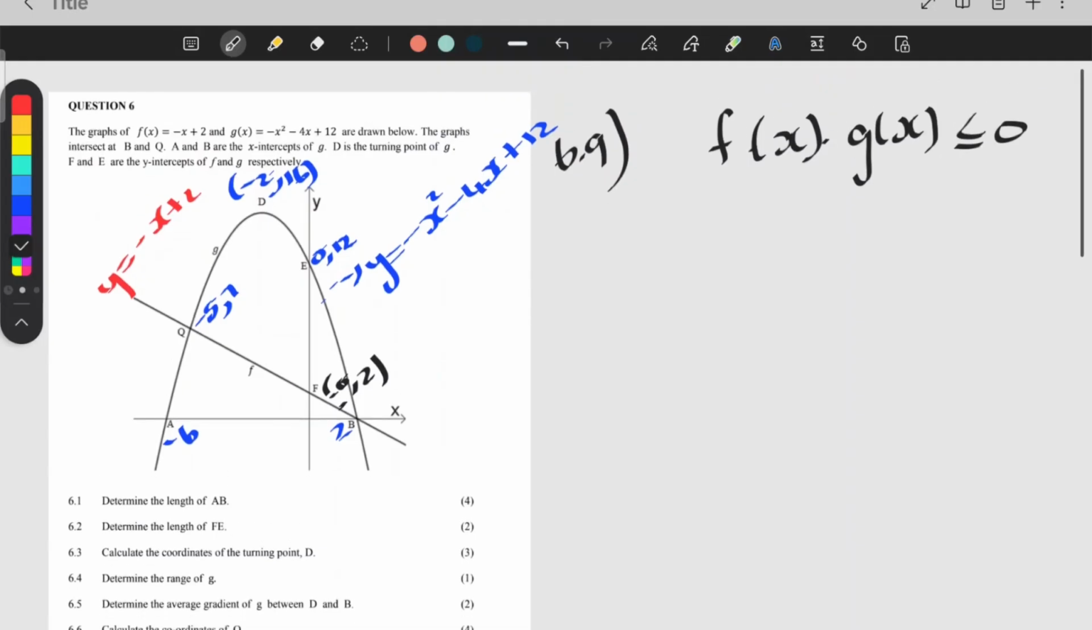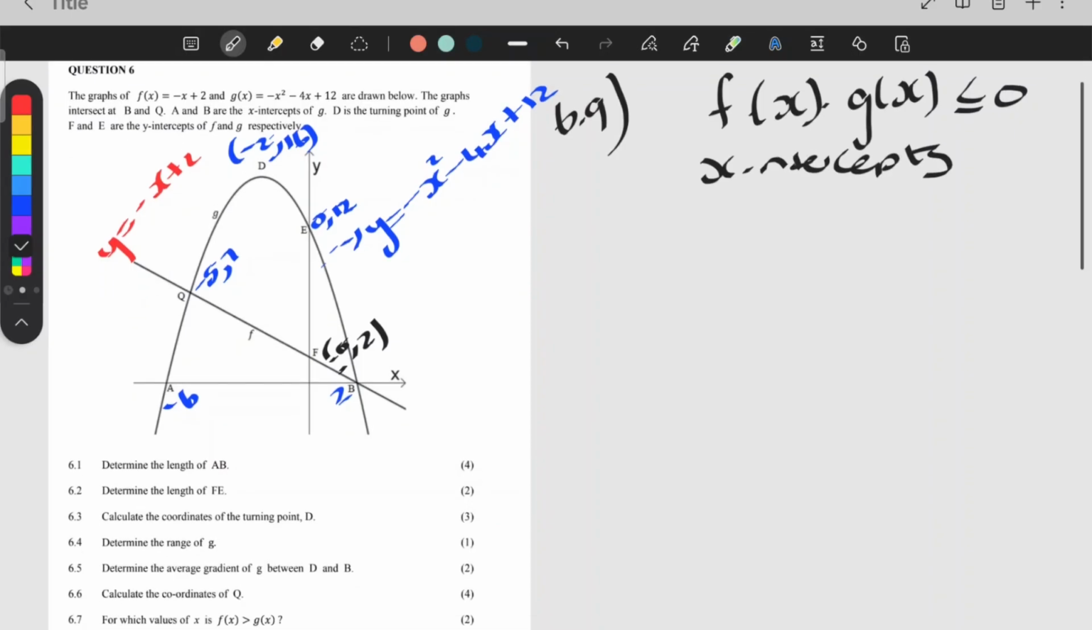Okay, so with this question, do you see there's a 0 in the question? So it means we're going to look at the x-intercepts of the graphs. So let's look at our x-intercepts. A was an x-intercept and B. So A is the x-intercept of the parabola. B is the x-intercept of the straight line and the parabola.